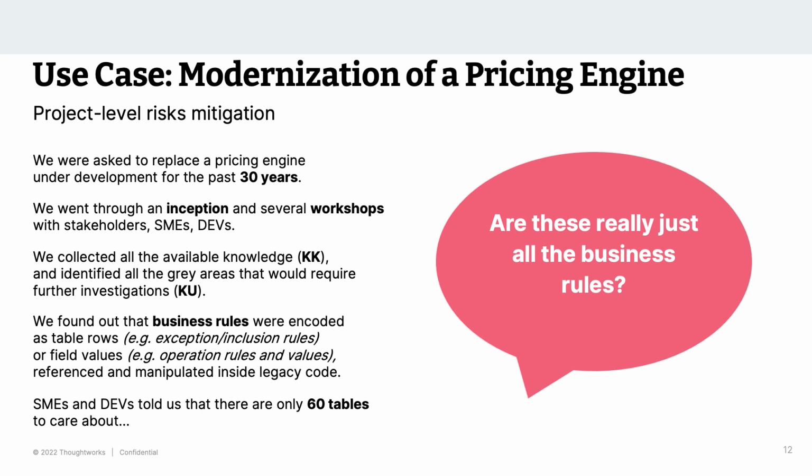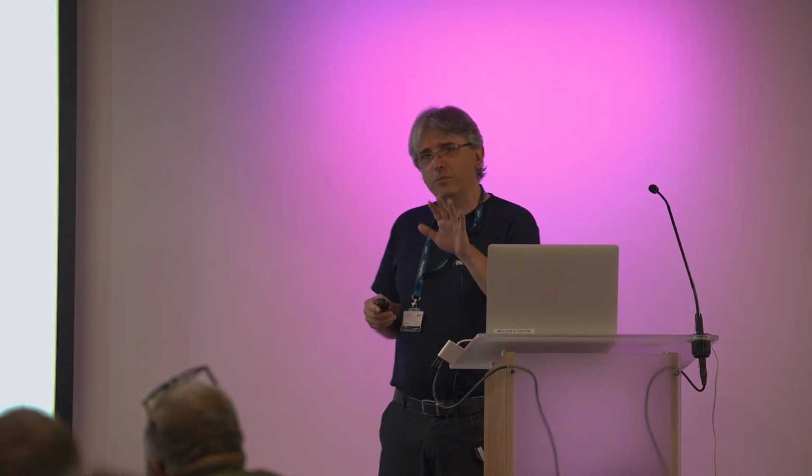And what we found out was that all the business rules were actually encoded into tables as rows, available, not available. If there is a row, it means this. If there is no row, it means the other thing. As instructions inside columns, you have to AND this row with another, and so forth, and values, prices, discounts, percentages, and whatever. And the problem was that the SMEs and devs said to us, okay, don't worry, there are only 60 tables you have to care about. And when someone tells you something like this, that's the question that is spinning in your head every day. How can we tell? How can we say it's done?